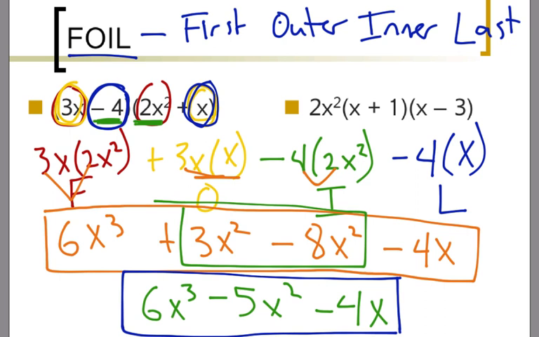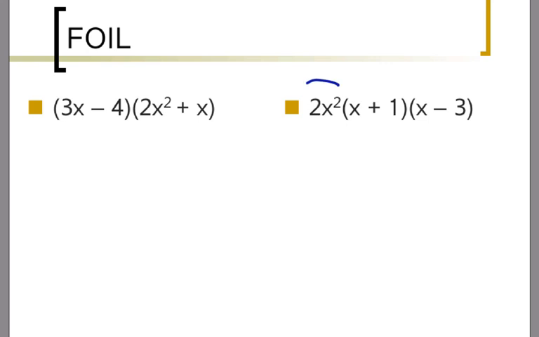This next problem is actually going to turn into a FOIL problem, but I have to do a little distributing first. So let me go ahead and erase for us. What you'll see is the first step is I need to distribute this 2x squared. Actually, it doesn't have to be the first step. I could do FOIL with these parentheses first, but it actually doesn't matter which way I go.